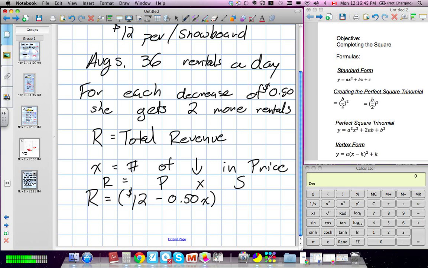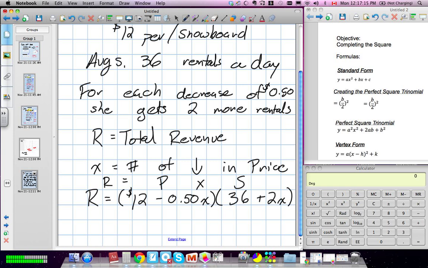What we're doing is we're breaking price down. Her price is $12 to start, but it's going to decrease by 50 cents a number of times. Their sales start at 36, and the sales are going to increase by 2 for every price change. X is our price change. So what I've done now is I've set this up. This actually looks like it's in factored form. The problem is I need to put this into standard form in order to change it into vertex form.